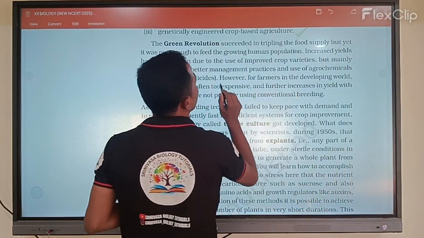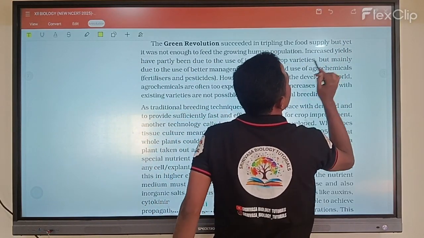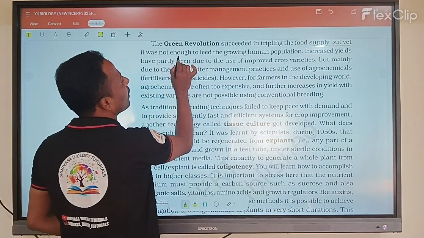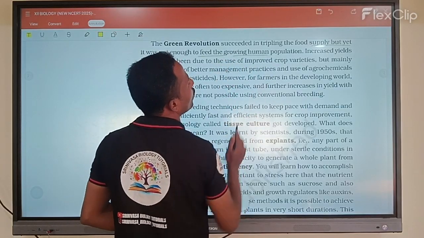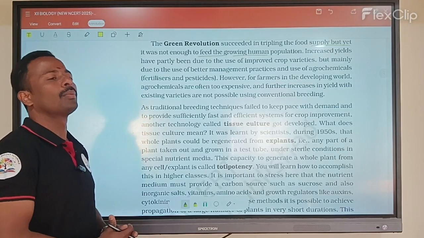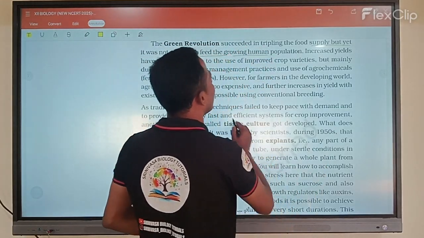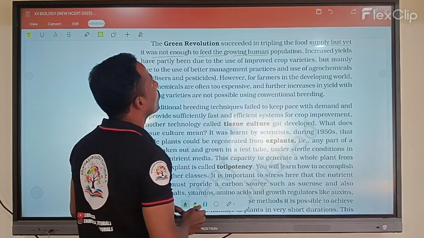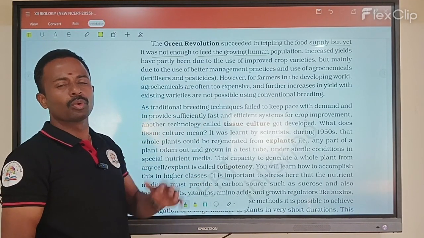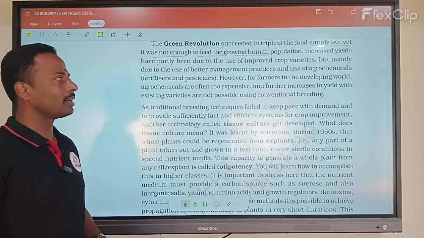The Green Revolution succeeded in tripling the food supply, but it was not enough to feed the growing human population. The Green Revolution was developed by the scientist Norman Borlaug. His success was in tripling the food supply, but it was not enough to feed the growing human population, because the human population will be continuously growing while food production decreases. So for that purpose we required more production.